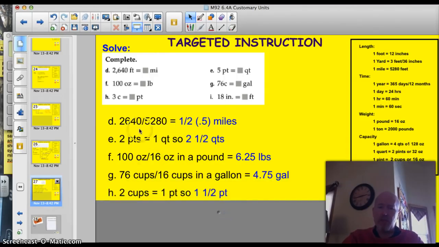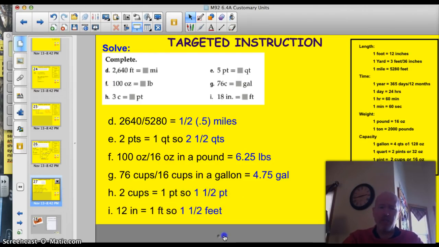3 cups is how many pints? Well, 2 cups is 1 pint, so that's going to be 1.5 pints. That was pretty simple. And the last one, 18 inches is how many feet? Again, I know that 12 inches is 1 foot, so that is going to be 1.5 feet. You kind of got to keep on your toes as you work through these, don't you?